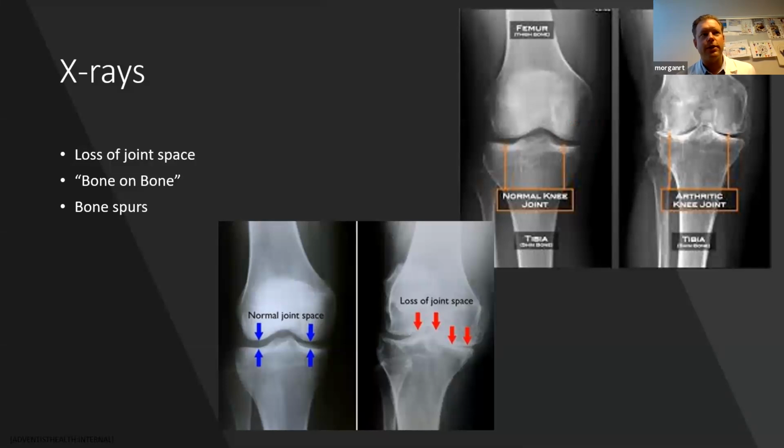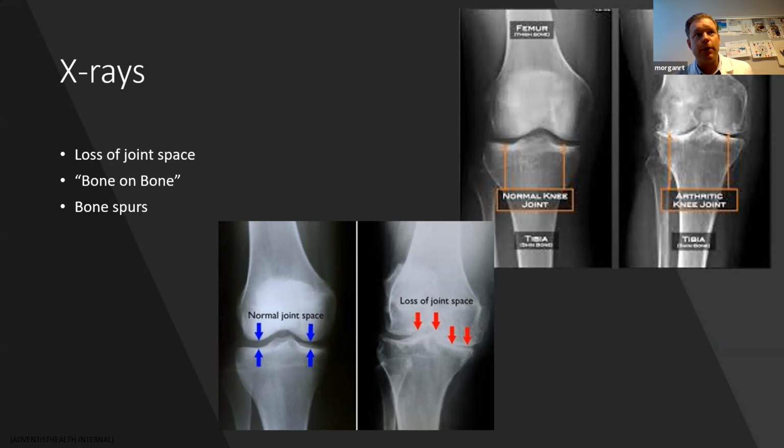So here's what X-rays look like. When we see a patient in our office, they have those symptoms, the first thing we're going to do is get an X-ray. I put up here a couple examples of what normal X-rays look like versus what arthritis looks like on an X-ray. On the X-ray, the top bone is called the femur, that's the thigh bone. The lower bone is called the tibia. And the space between those bones is where the cartilage lives. When you lose that cartilage coating, those bones start to touch. So you lose that space.